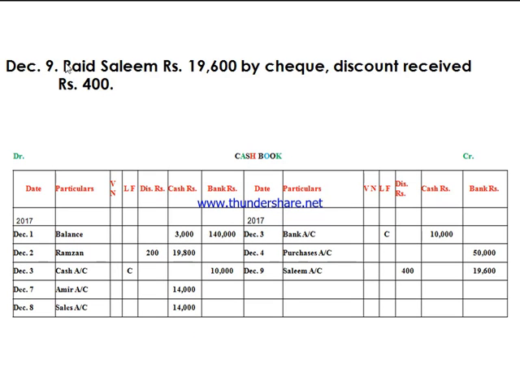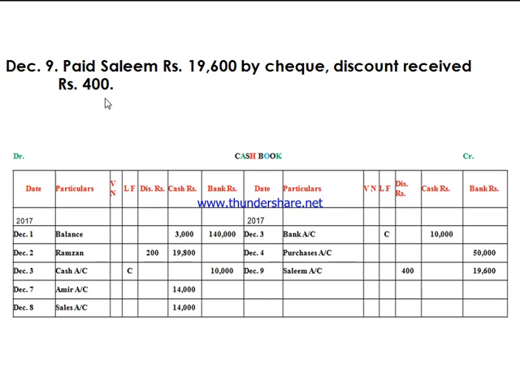On December 9, paid Salim rupees 19,600 by check. Discount received rupees 400. This is a payment transaction. Therefore, it will be recorded on the payment side of the cash book, or the credit side, or the right hand side. So on the next available row, write down the date, then the name of the party to whom this payment has been made. We made this payment to Mr. Salim. So in the particulars column, write down Salim.